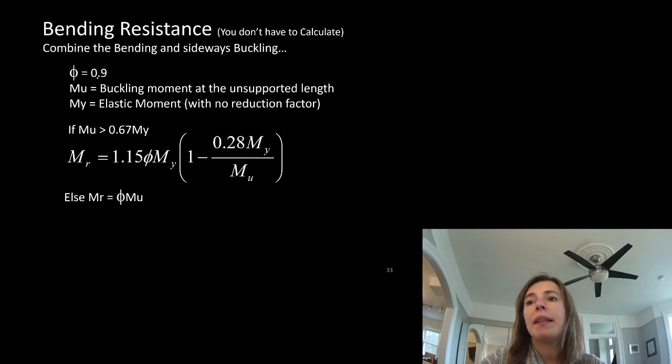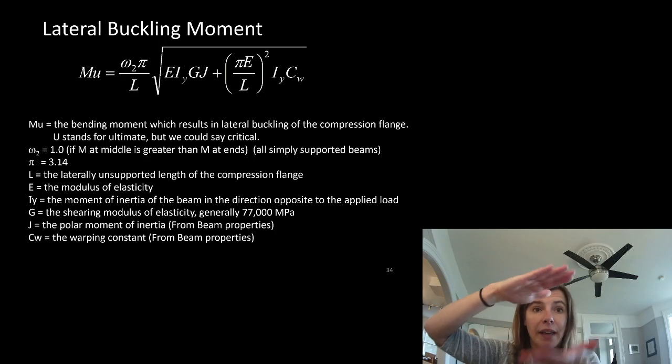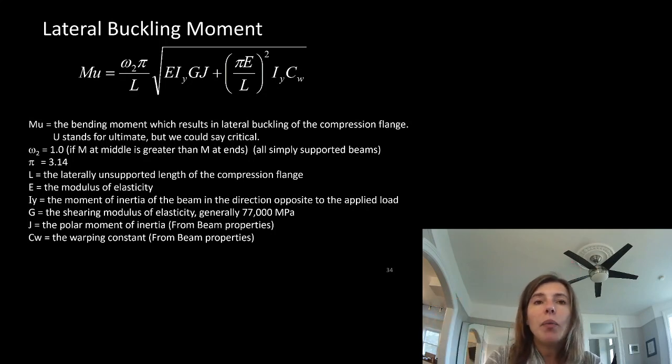MU is the buckling moment at the unsupported length. MY is the elastic moment. Actually, we're not even going to dig into this too much. What I really want you to see, and I think I have a slide that shows it all together, here's where we calculate the lateral buckling moment. So this would be similar to the critical buckling compressive load. What I really want you to see is that the process is the same.